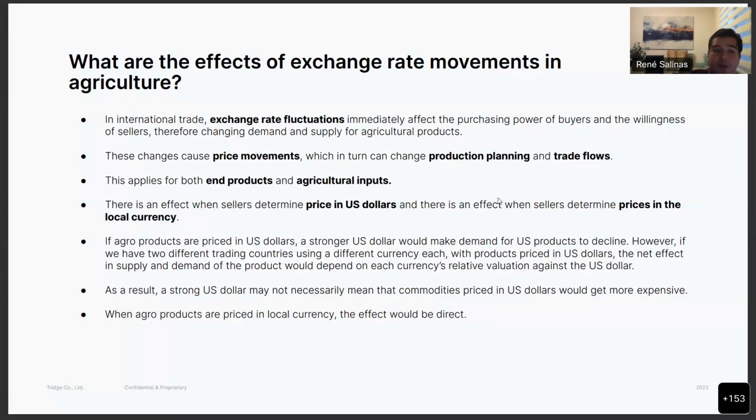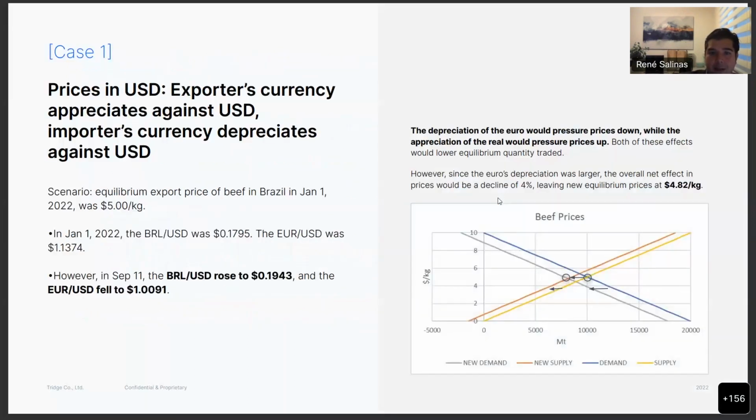Exchange rate movements could determine if I'm better off exporting to country A instead of country B. Now, of course, this applies for both end products and also agricultural inputs. Now, in agricultural trade, sometimes sellers price always in US dollars, and sometimes they price in their local currency. Either way, exchange rate movements influence the real price at their bottom line. Now let's see cases when agri products are priced in dollars and when they are priced in local currency. So we're going to see the overall effect of exchange rate movements. Next slide, please.